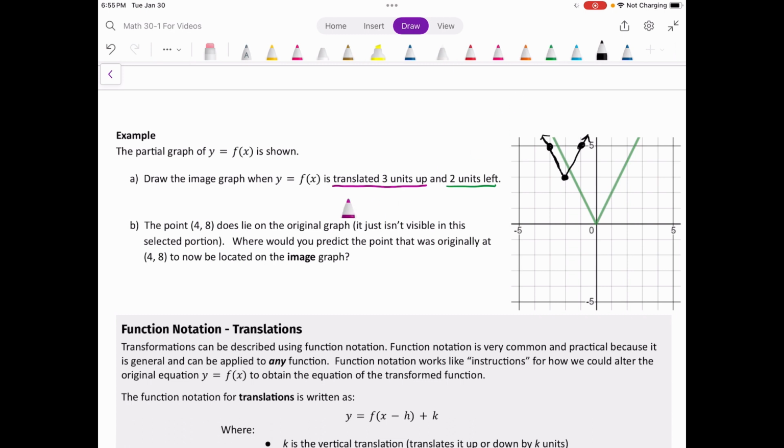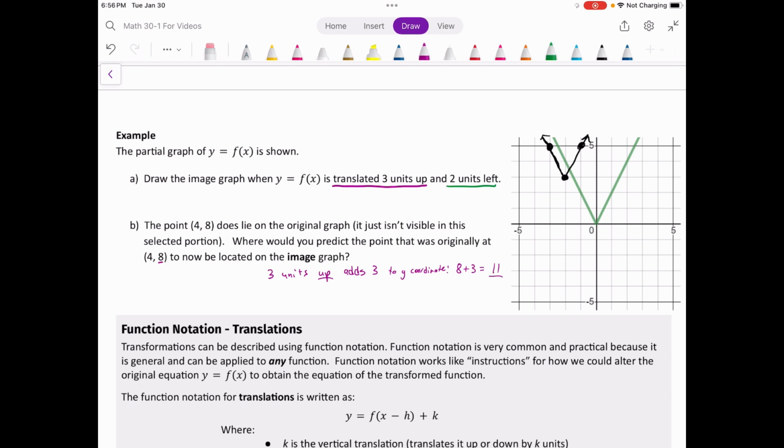If we translate it 3 units upwards, what does that do to the y coordinate? Well, it adds 3 to it, right? 3 units up adds 3 to the y coordinate. So where did it used to be? 8. Where's it going to be now? What's its new y coordinate? 11. Right? So now the image point will be at 11 for its y coordinate.